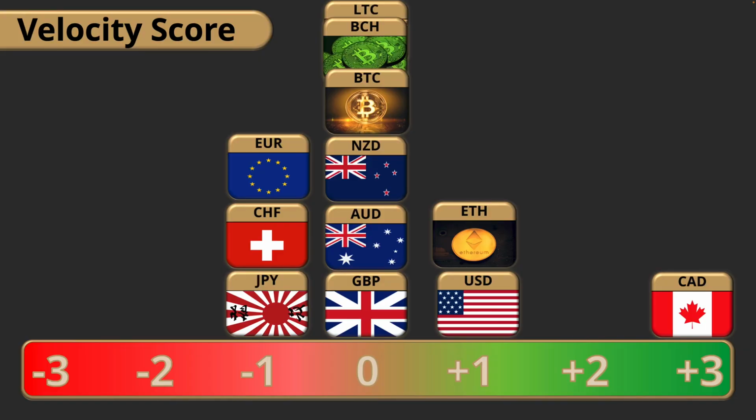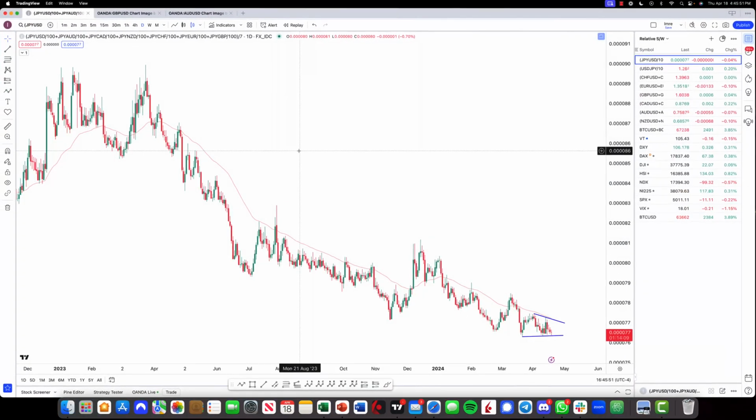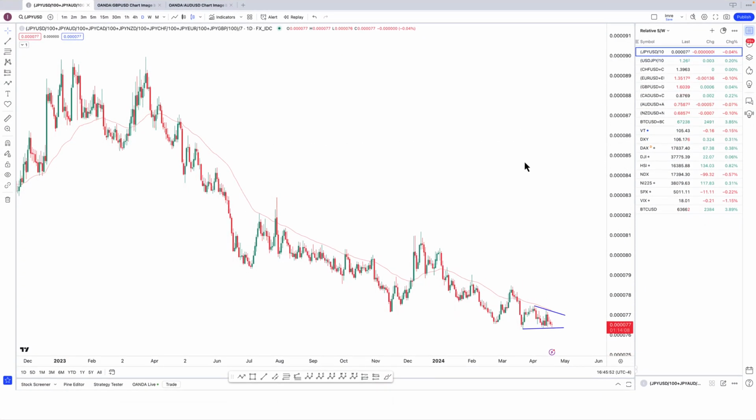Moving on now to some currency analysis. Our velocity score is fairly tame today. There just hasn't been that big of a move anywhere in the currency market. There hasn't been that much really important economic news that's come out of the woodwork, so to speak, and that might explain the slightly more muted session that we've had today. The Canadian dollar, however, looking very upbeat. Now let's go over to some possible trades as we head over into TradingView.